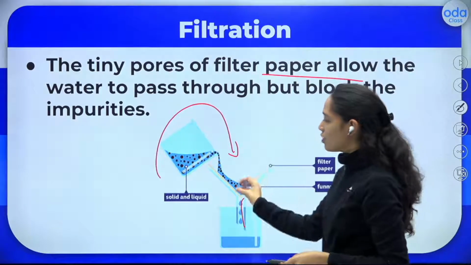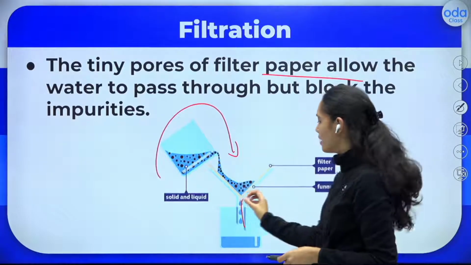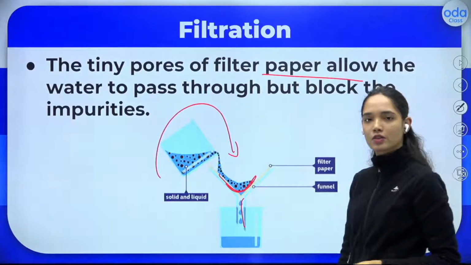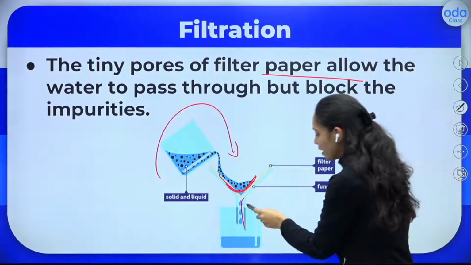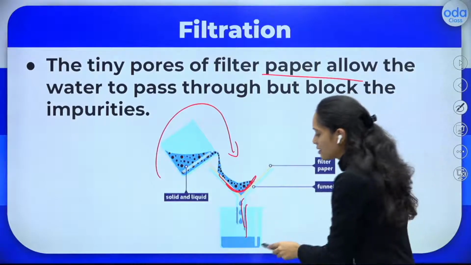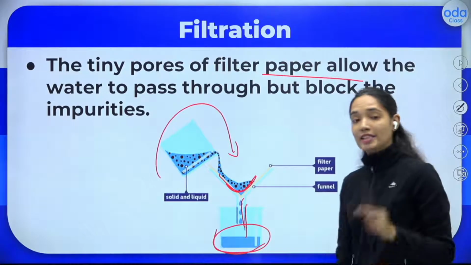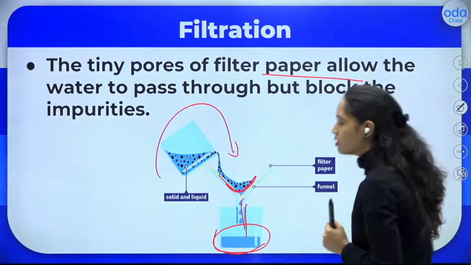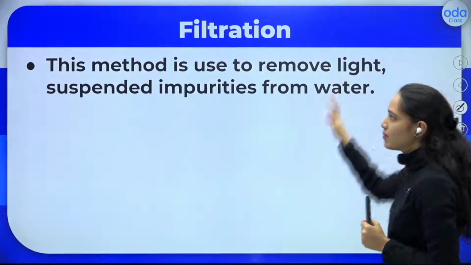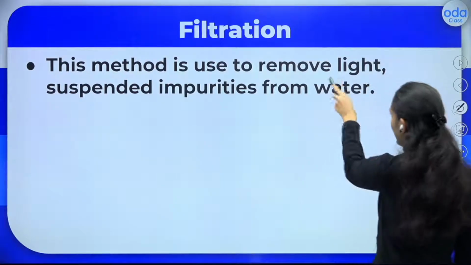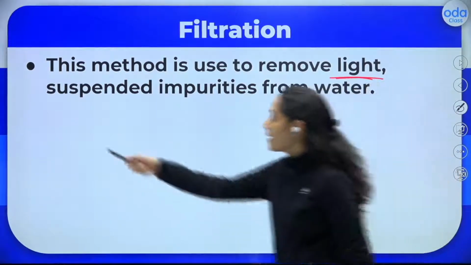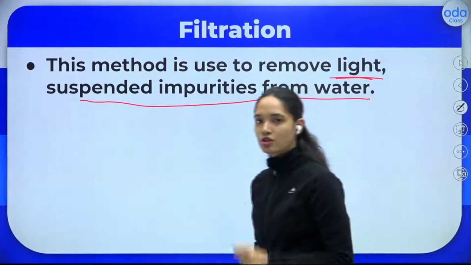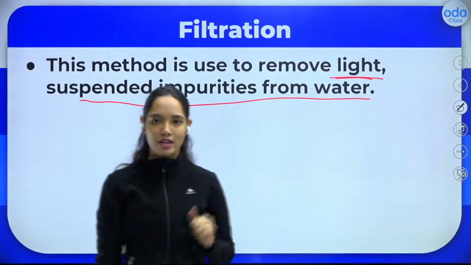So students, those insoluble impurities will get blocked here. These are the impurities which will get blocked, while the liquid will pass down. And this is the purest form of liquid that has been collected through the filter paper. That is the filtration method. This method is used to remove light, suspended impurities from water. So we can use filtration only to remove light and suspended materials.